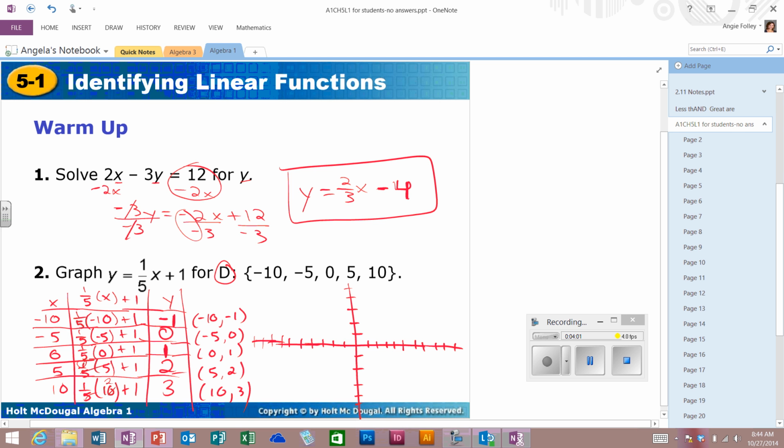So my first point is over negative 10, down negative 1. My next point is over negative 5 and up 0, so just on the 0. Then over 0, up 1. Over 5 and up 2. And then over 10 and up 3. So my line's going to look like that. It should be a straight line, which looks nice almost. Maybe use a ruler if that helps you.